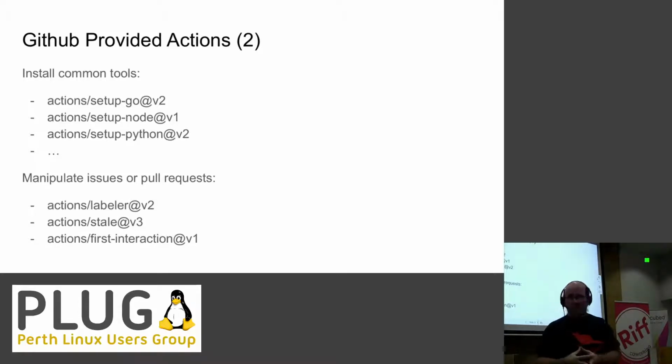There's various actions which are designed to manipulate pull requests or issues. So there is a labeler action which you could hook up to when a pull request is created, which you can provide with a few rules to decide how to add some labels to the pull request based on the contents of the pull request.